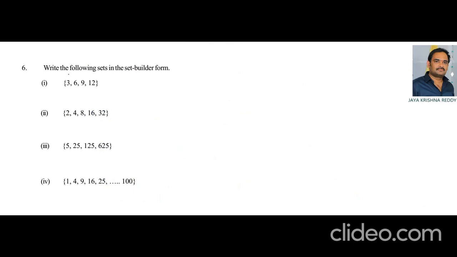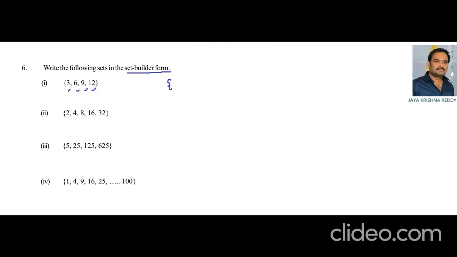Now question number 6. Write the following sets in set builder form. Means the given sets have the elements listed. Means the given sets are in roster form. We have to convert them into set builder form. Converting into set builder form means we have to identify the common property or common rule of the elements in that set. The first one is given as 3, 6, 9, 12. What is the common rule for this set? Observe the elements 3, 6, 9, 12. These are the numbers we get in the multiplication table of 3.